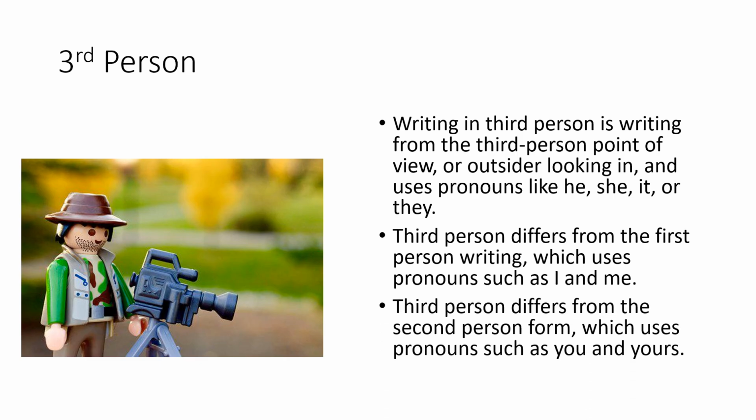And also, third person differs from second person forms, which use pronouns such as you and yours. We don't use you, yours, or any of that when we're doing the third person. Instead of saying your dog went to the store, the inspector's dog ran to the store. You would use the third person to describe what happened. You don't put in you as in the second person or I and me as in the first person.